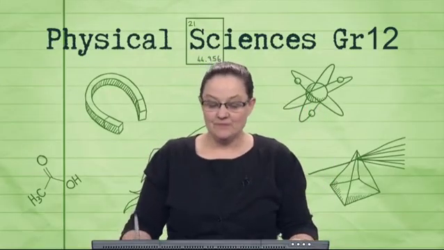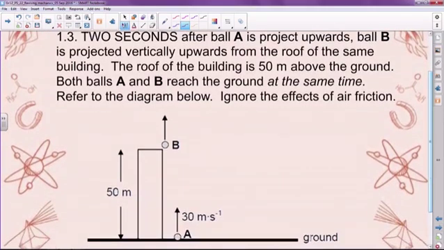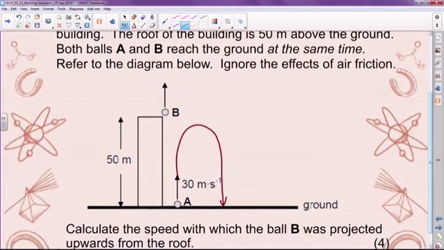It's all right. So now it says to you, 2 seconds after ball A is projected upwards, ball B is thrown vertically upwards from the roof of the same building. The roof of the building is 50 meters above the ground. Both balls reach the ground at the same time. So what they're saying to you is ball A goes up and comes down, and that happens at 6,12 seconds. 2 seconds afterwards, ball B is thrown up and then comes and hits the ground. But they hit the ground at the same time.